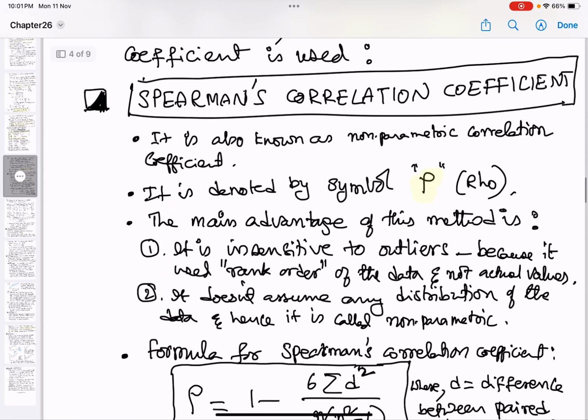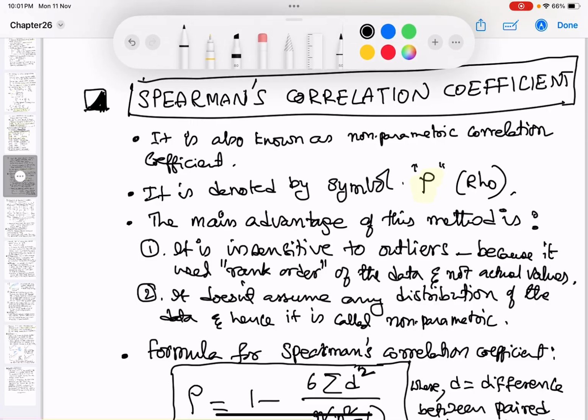Spearman's correlation coefficient is also known as the non-parametric correlation coefficient, and it is denoted by the symbol rho. What is the main advantage of this? The first thing is that it takes into account even when there is no linear relationship between the two. And the biggest advantage is that it is insensitive to outliers, because we are not just taking the absolute values, but we are ranking them, and we are not taking the actual values, we are just looking at the rankings of the same.